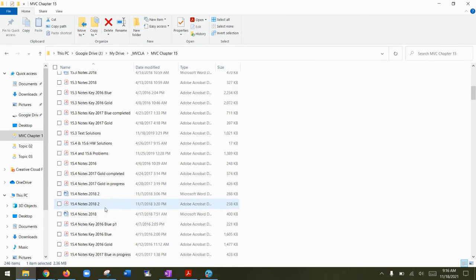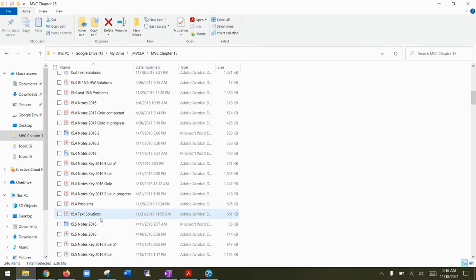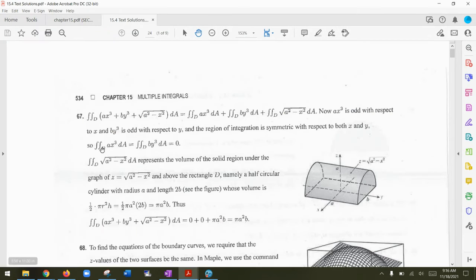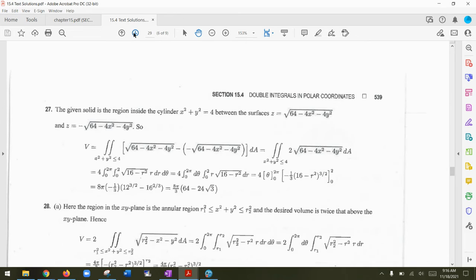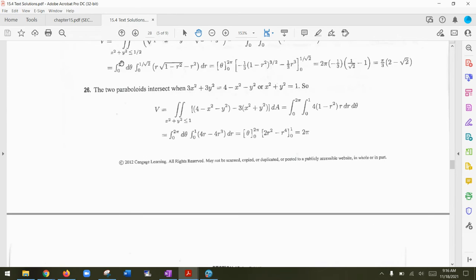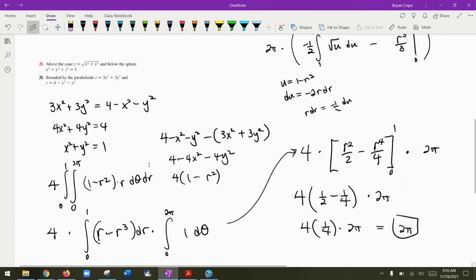What is this? 15.4 text solutions. Where do we see them? There we go. And we're looking at number 26. Is it 2 pi? It is. Cool. All right, done with those two.